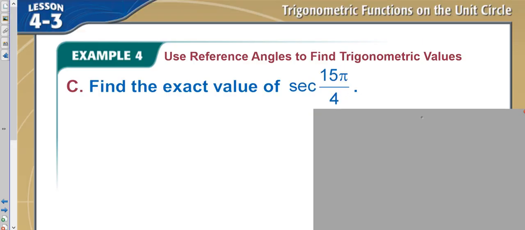Finally, let's try this one. So what's the reference angle? This is in radians. It's simple. It's going to be pi over 4. This isn't in any of those rules because it's well over, so you'd have to think about it for a second, and I will just draw it.